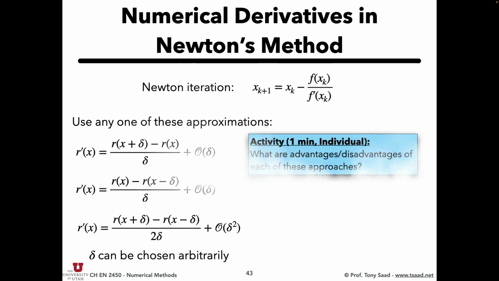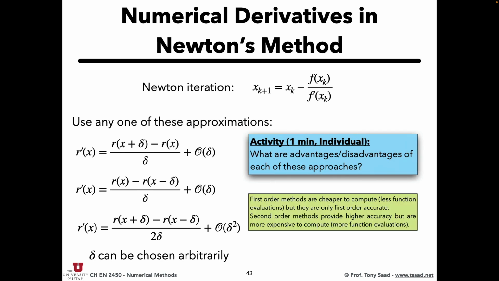So the point here is that you can use any of those approximations to approximate the first derivative. These first order methods are cheaper, they're less accurate. This second order method is more accurate, but requires more function evaluations.